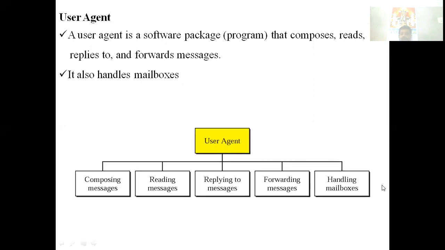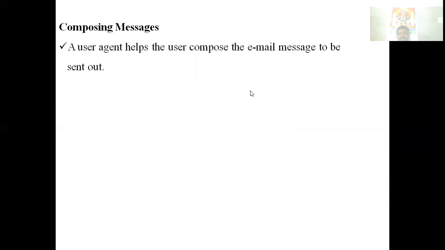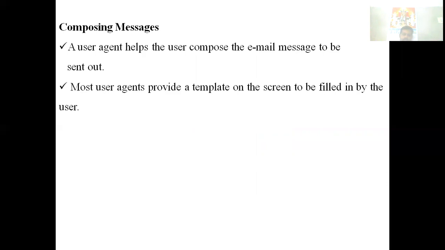Okay. So these are the things the user agent is doing. It will compose a message, read the message, reply to the message, forward the message, and handle the mailboxes, inbox and outbox. These are the functions of the user agent. Now, first, what is composing a message? A user agent helps the user to compose an email message to send out.